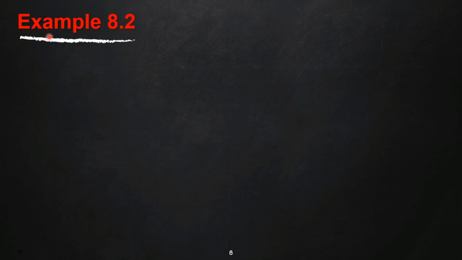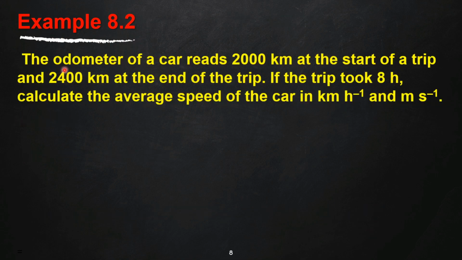Let us consider example 8.2. The odometer of a car. What do you mean by odometer? Odometer is a device used for finding out the distance traveled. Odometer of a car reads 2000 km at the start of a trip and 2400 km at the end of the trip. If the trip took 8 hours, so time given is how much? 8 hours. Calculate the average speed of car in kilometer per hour and meter per second.